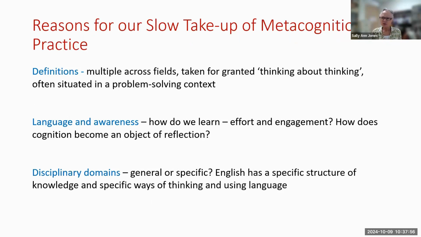The reasons for the dearth and the slow take-up are first to do with the way metacognition is defined. We have multiple definitions in multiple fields, and many terms are used synonymously, like higher order thinking or critical thinking, and so on. And there's also that very taken for granted mantra about metacognition being thinking about thinking. And this doesn't take us very far when we're considering practice.